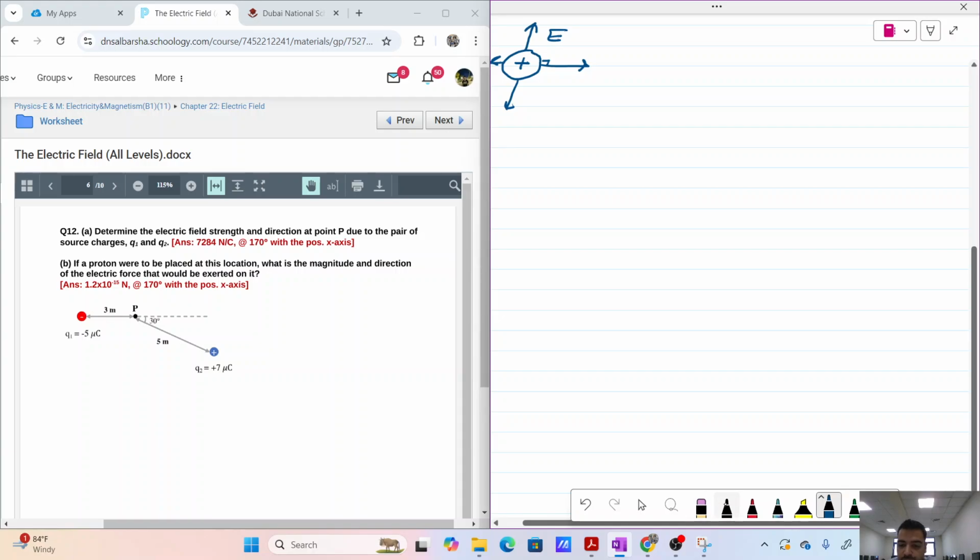And they enter a negative charge radially inward. So this is a negative charge. Field lines will be going radially inward.